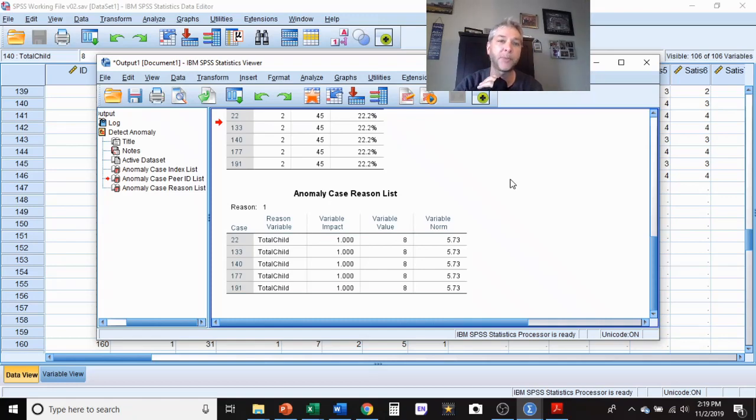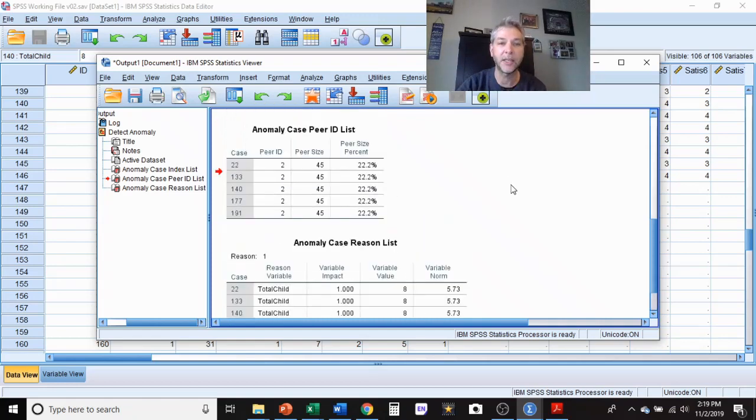I don't know how SPSS groups these into a peer size, based on what, I'm not sure. But what it did was say, okay, well, based on other characteristics of participants, the number that you've given here seems like it's out of place. And so it identified those.